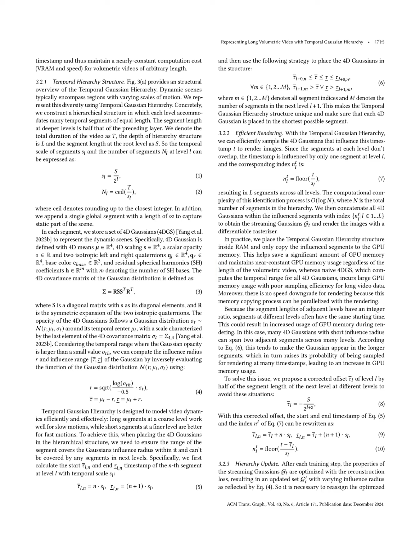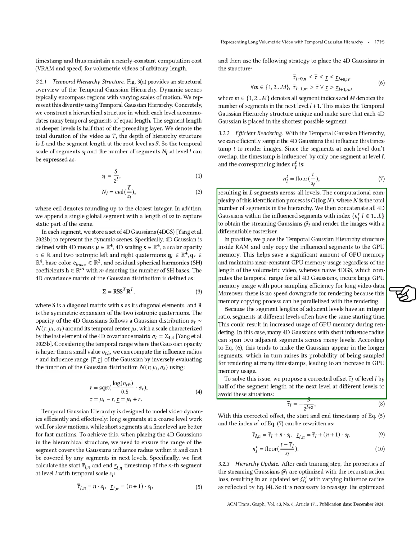Section Summary. In this section, we introduce the Temporal Gaussian Hierarchy, a novel 4D representation that efficiently manages hierarchical temporal segments to maintain nearly constant GPU memory and computation costs for volumetric videos of any length. By utilizing a tree-like structure to accommodate varying motion granularities and strategically placing 4D Gaussians, we enhance rendering efficiency while minimizing memory usage.